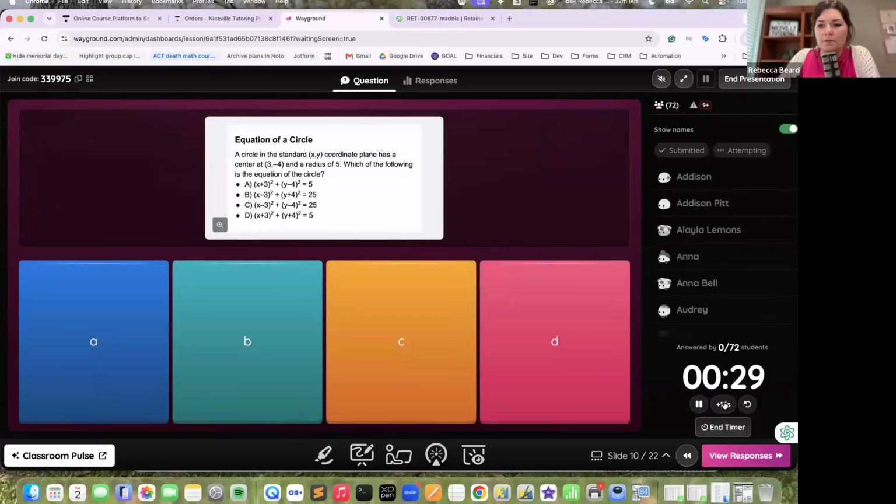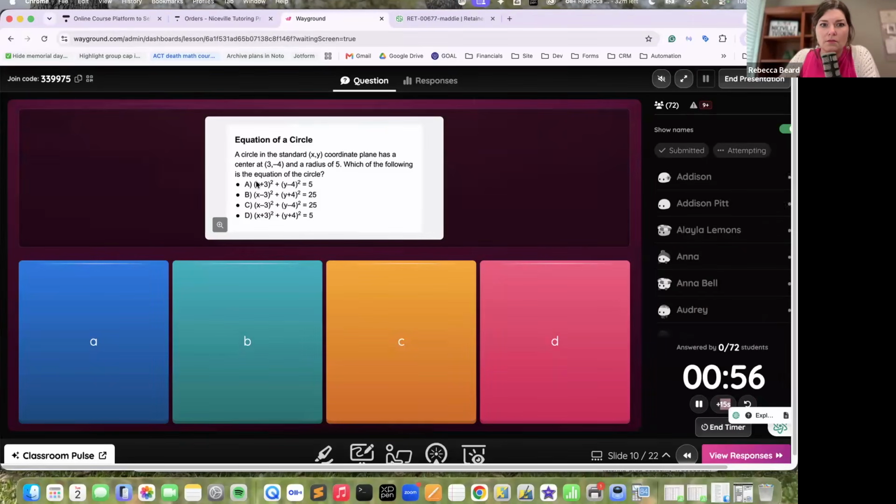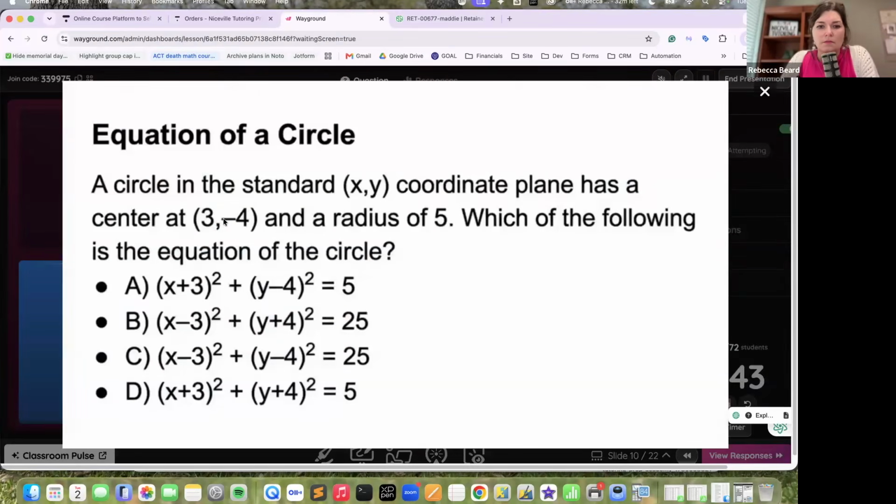Okay, equation of a circle. Y'all got this. Let's see. See if you're listening.